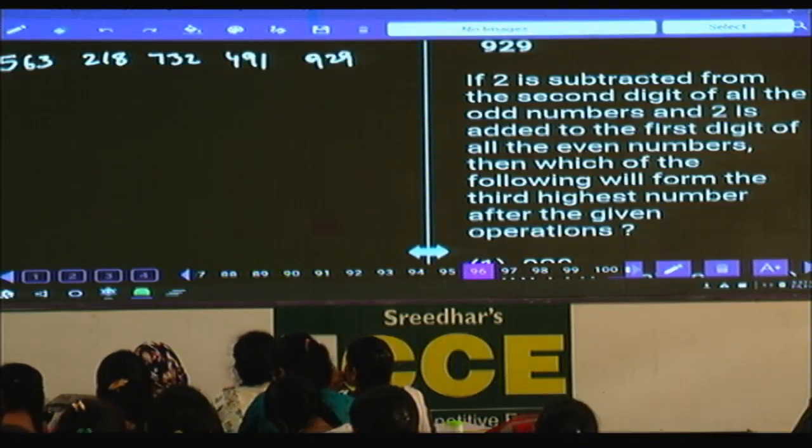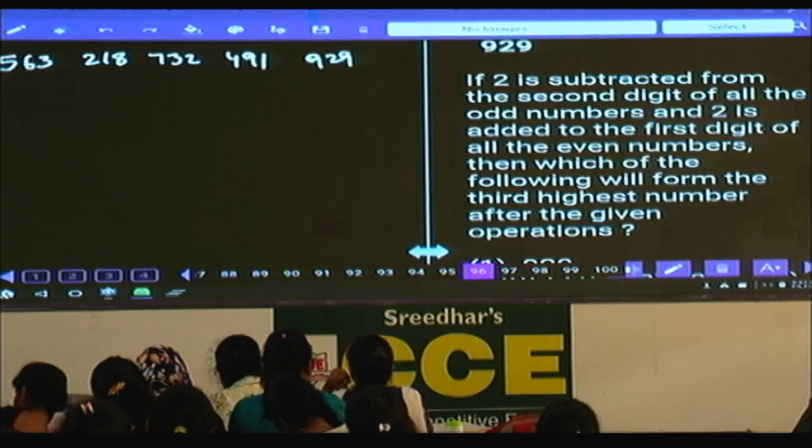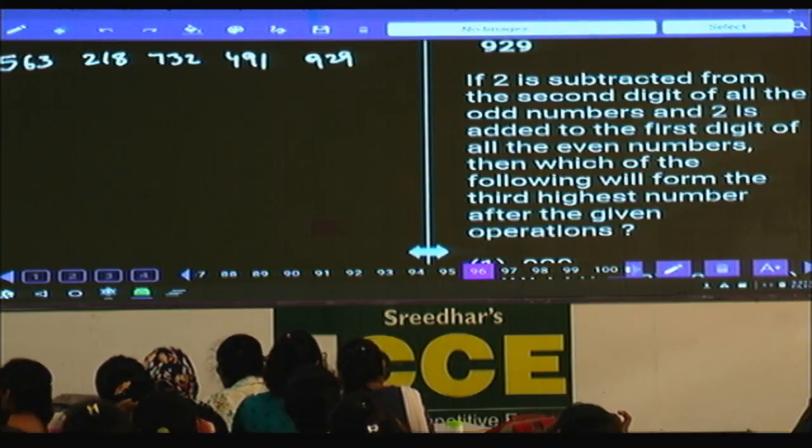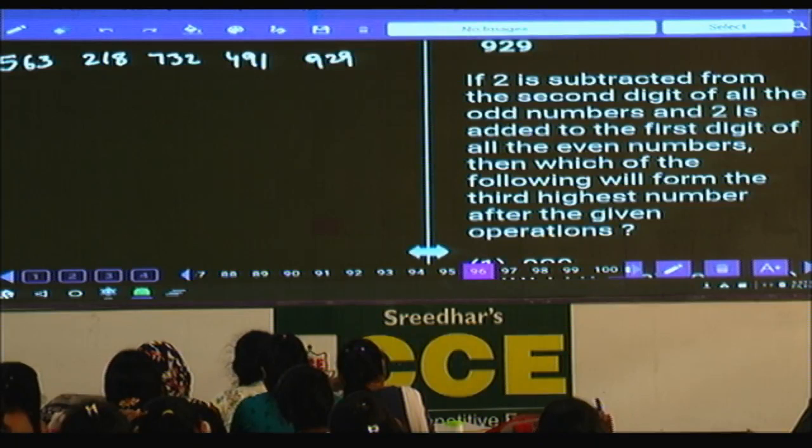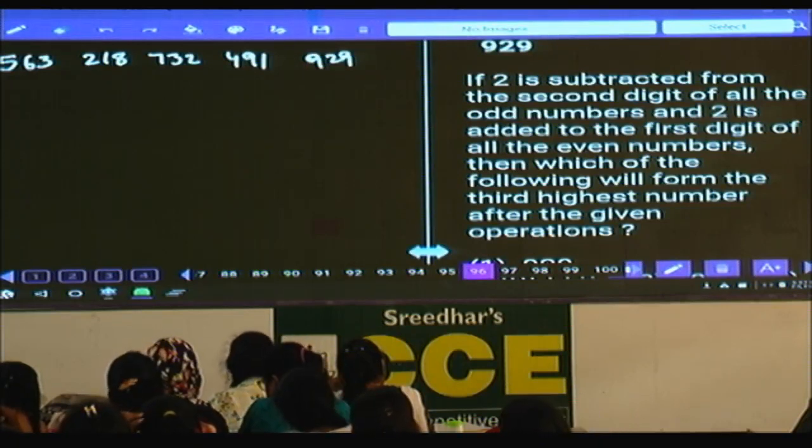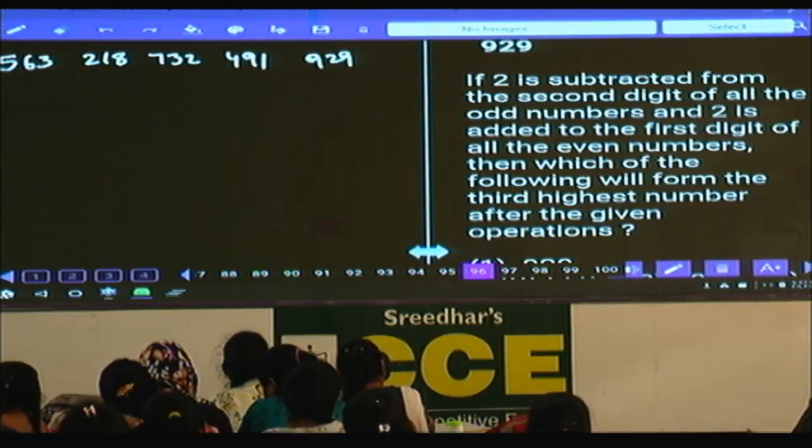Then which of the following will be the third highest number? Third highest number means highest number; whether it is the least number or the highest number is determined by the first digit. In the case of an odd number, are we changing the first digit? The second digit is being changed.